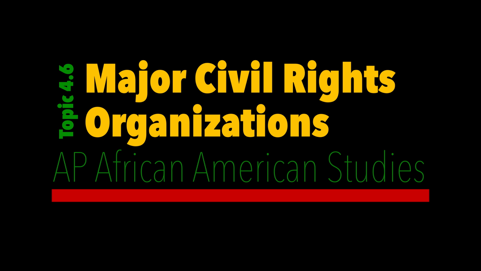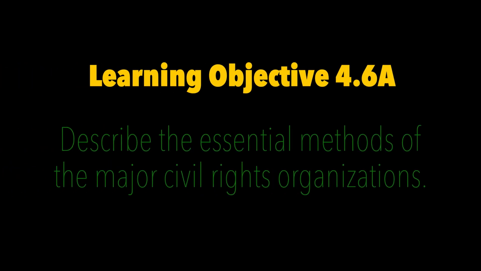And this is going to be an unusually longer lecture because of the amount of material that we have to cover in the civil rights movement. There's going to be several learning objectives, and the first one is to describe the essential methods of the major civil rights organizations. We're going to cover what we call the Big Four organizations that were active in the middle of the 20th century, and some of these we've seen in the past while others may be new.